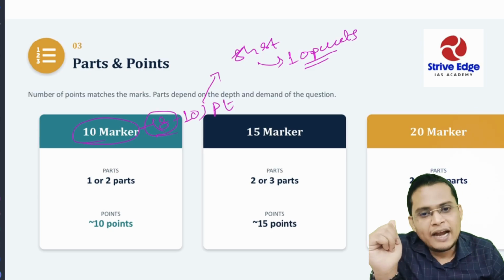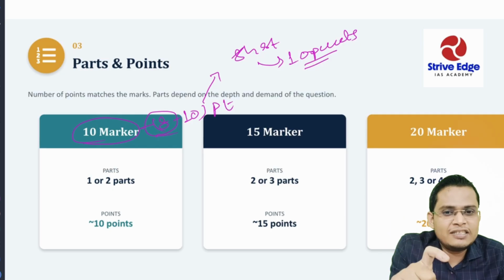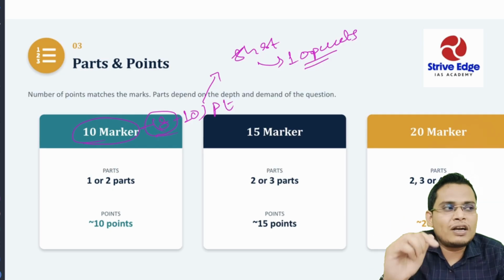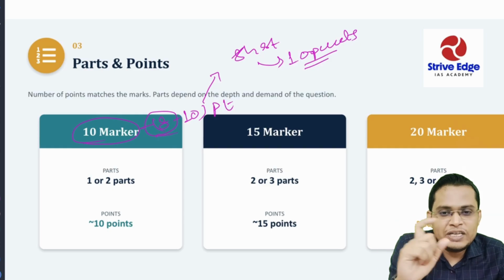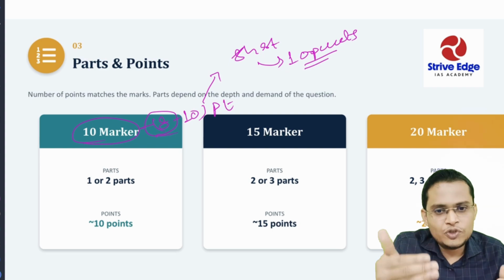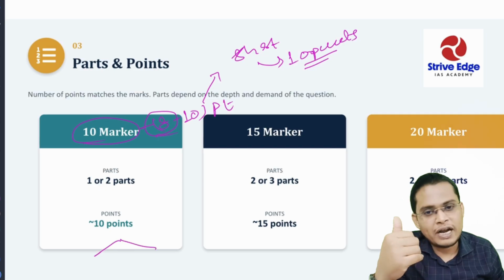Okay. And generally in a 10 marker question, if they are asking 2 parts, like what are the challenges and solution. For example, what are the challenges faced by our border management. Here it is asking challenges, but being a civil servant, we cannot end the question on a negative tone. So we have to give the way forward or solution also. So by default, we have to write 2 parts.